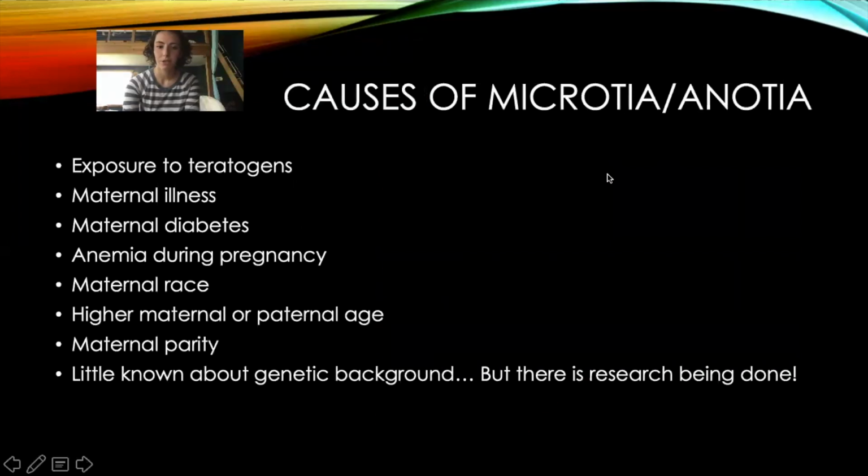Causes of microtia and anotia. So the causes among most patients are unknown, although some risk factors have been reported, such as gestational exposure to teratogens, maternal illness during pregnancy, maternal diabetes, anemia during pregnancy, maternal race, higher maternal and paternal age, and higher maternal parity, which means higher number of times a mother has given birth.